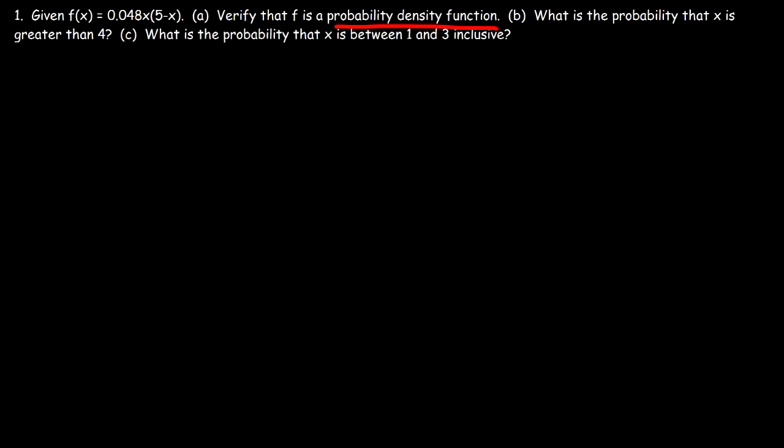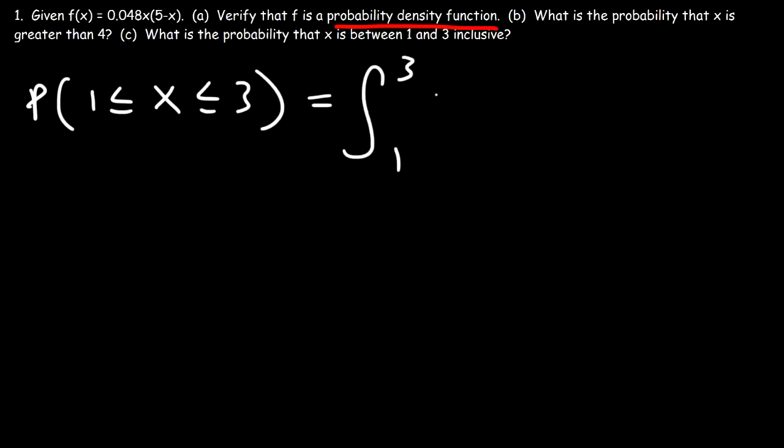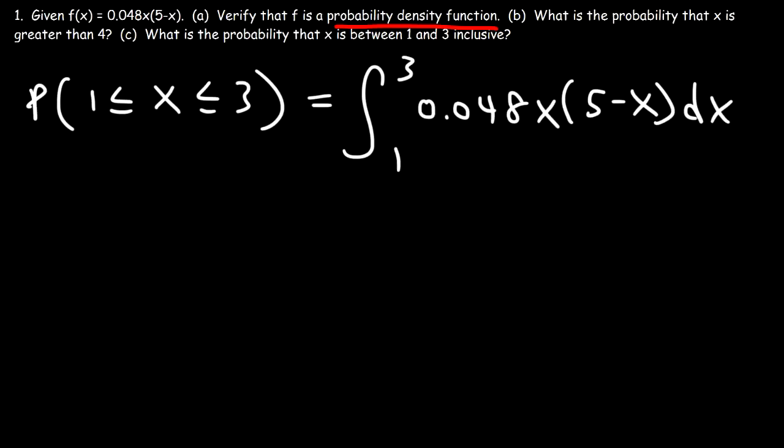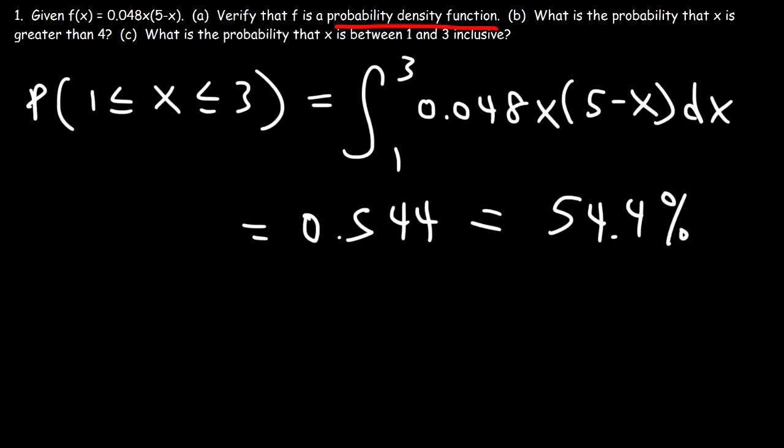So now what about part C? What is the probability that x is between 1 and 3? So this is just going to be the definite integral from 1 to 3 of the function. And so let's use the calculator to get that answer as well. And so this is going to be 0.544, which represents a 54.4% chance that x is between 1 and 3.